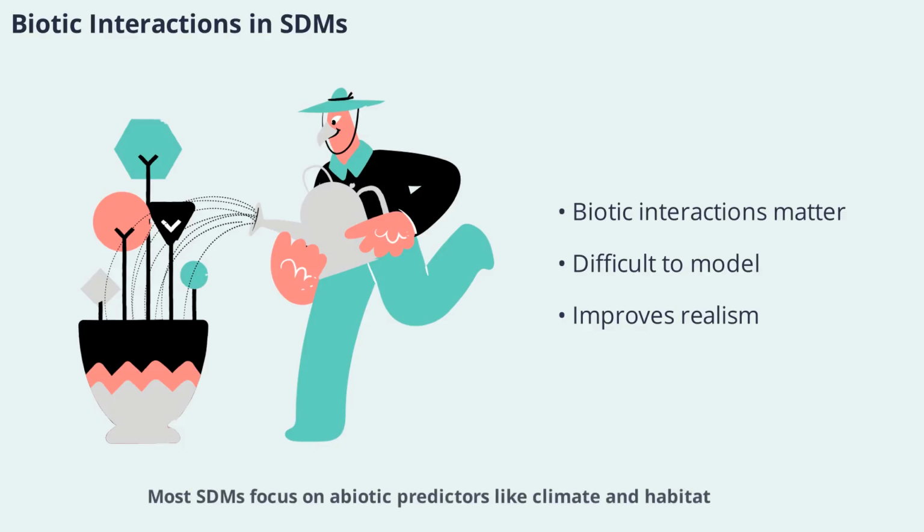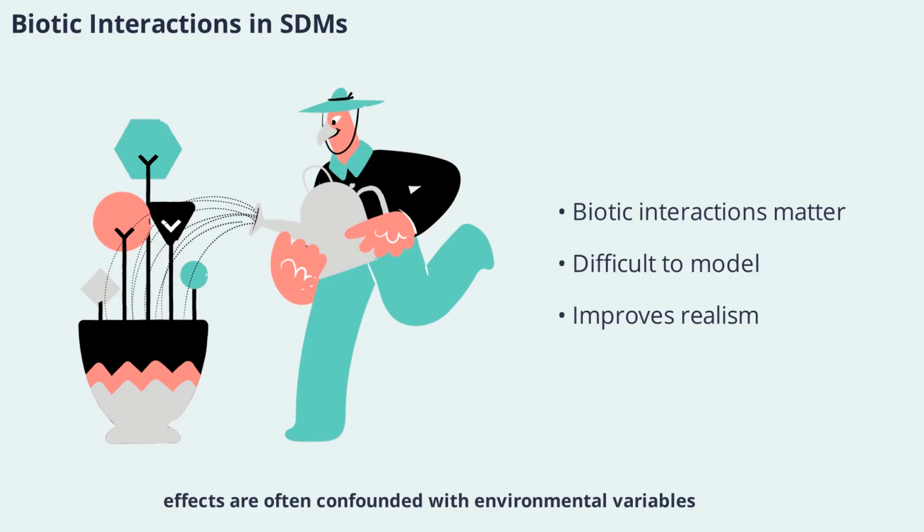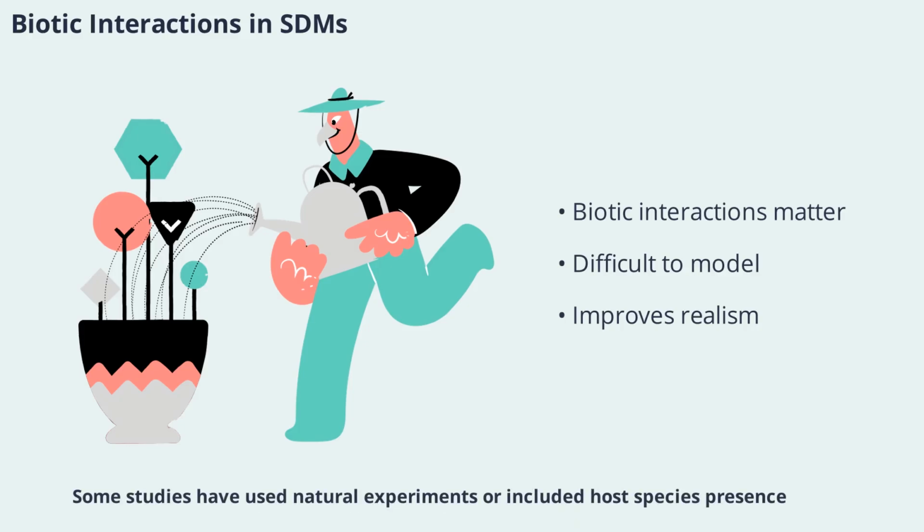Most SDMs focus on abiotic predictors like climate and habitat, but biotic interactions, such as competition, predation, and mutualism, can also shape species distributions. Including biotic predictors is challenging because these effects are often confounded with environmental variables. Some studies have used natural experiments or included host species presence, but modeling biotic interactions remains a difficult and evolving area. Advances here could greatly improve SDM realism, especially for forecasting under changing conditions.